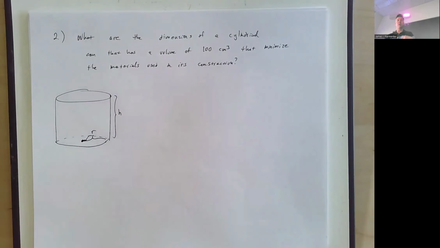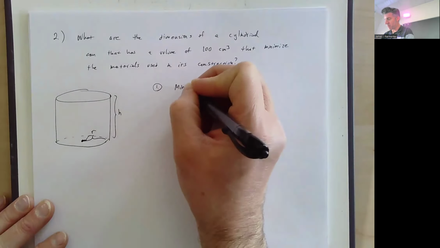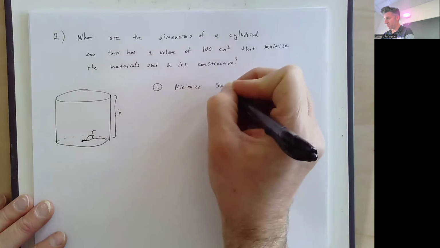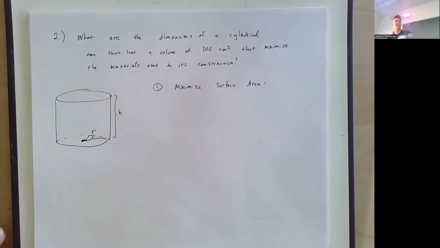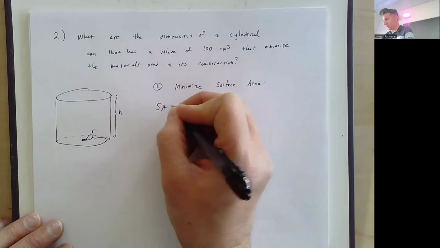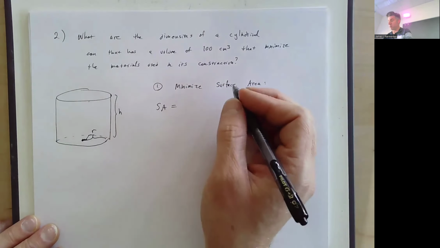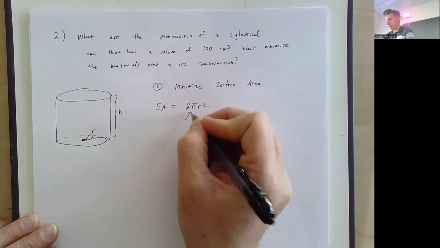So I personally like to start off with the thing that I'm trying to optimize. So here I'm trying to minimize the surface area. The surface area of a cylinder. Well, I know two of the areas. I know that the top is a circle and the bottom is a circle. So the surface area, at least the bottom and the top, are going to be pi r squared plus another pi r squared, which is 2 pi r squared. That's going to be the bottom plus the top.